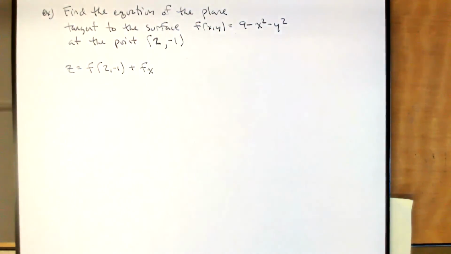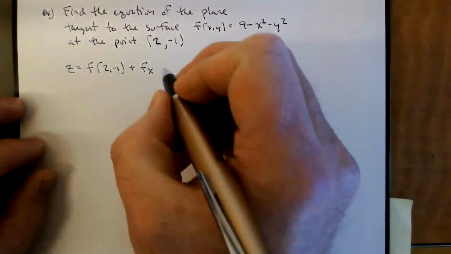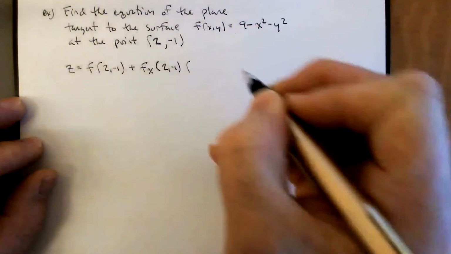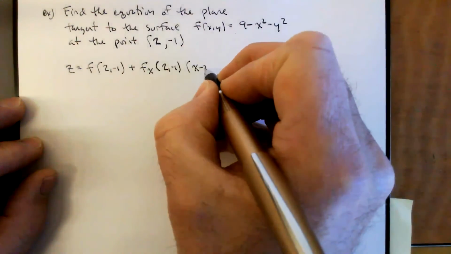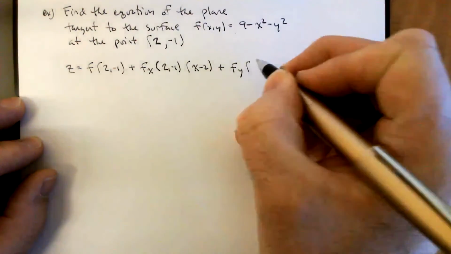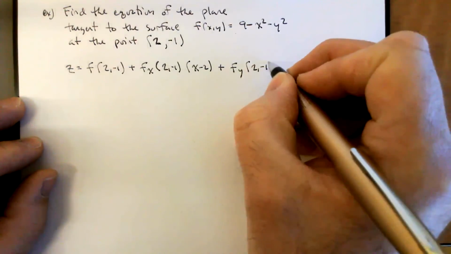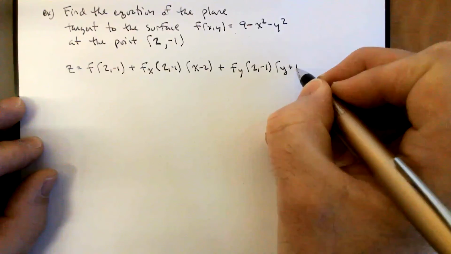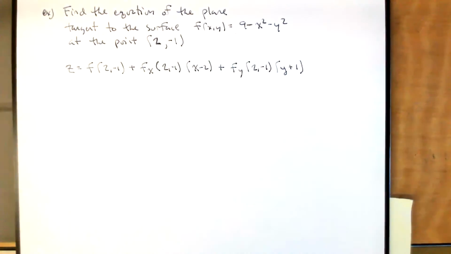We have a function of 2 variables, so f prime doesn't mean anything anymore. We replace prime with x and say the derivative in the x direction evaluated at 2, -1 times the delta x, plus the derivative in the y direction evaluated at 2, -1 times the change in y. Got to say y plus 1 because it's y minus a negative.